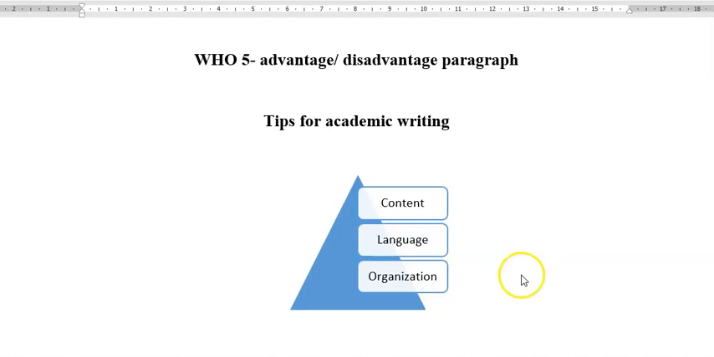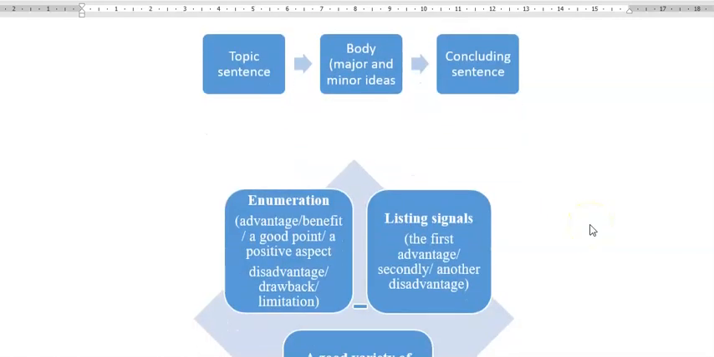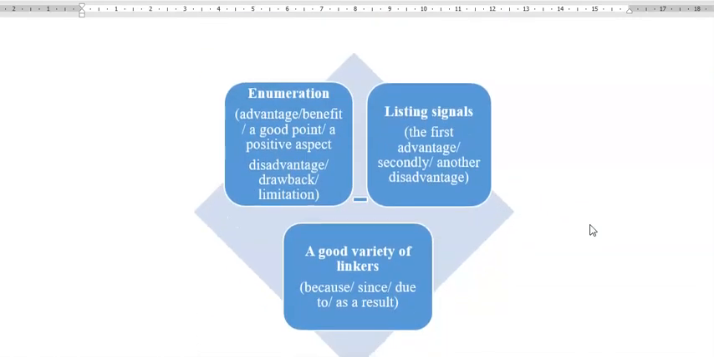So, an academic paragraph starts with a topic sentence, which includes a topic and a controlling idea. Afterwards, we have the body part of the paragraph, which includes major and minor ideas. Then we finish our paragraph with a concluding sentence, which we are going to see in our paragraph in a minute.